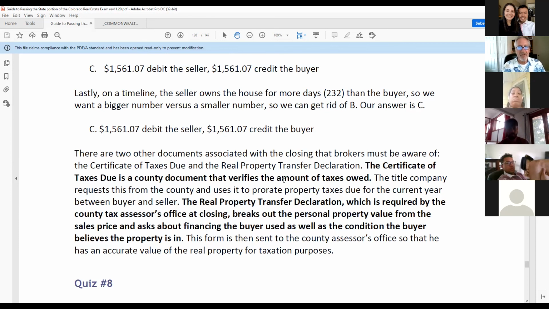Okay. All right. That wraps up the session, folks. We went 3 minutes over. We did prorations, we did settlement. That wraps up the state review.